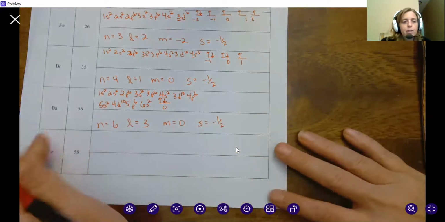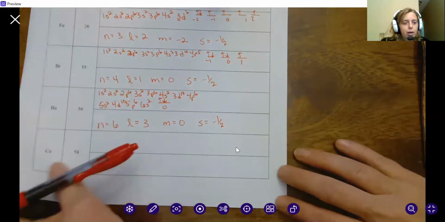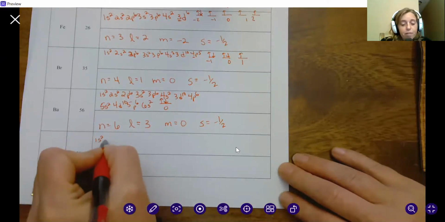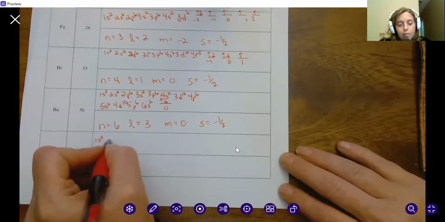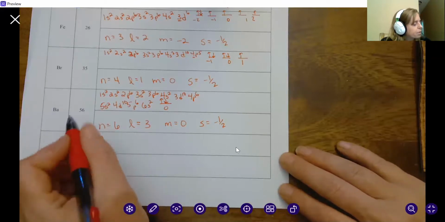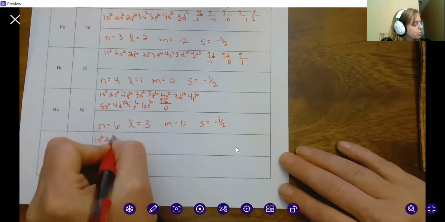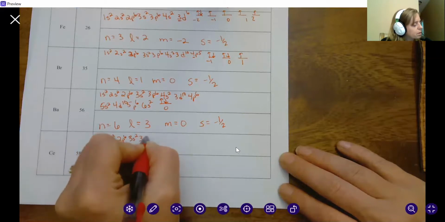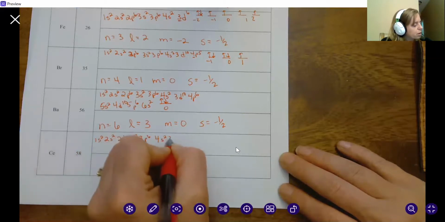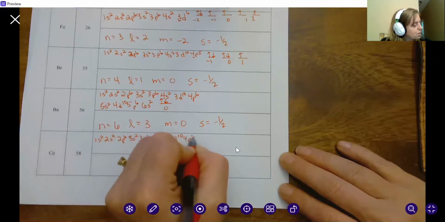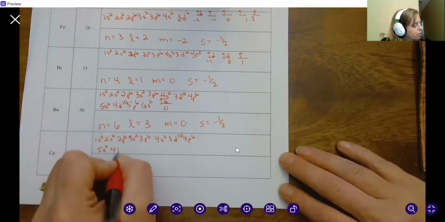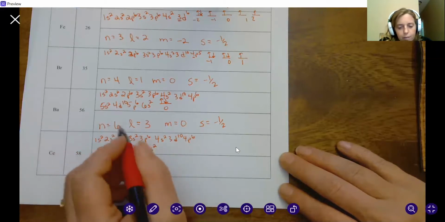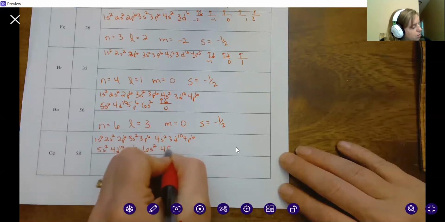All right, so we're done with that. So now we're on the last one, which is cerium. For cerium, you're going to have 1s2, 2s2, 2p6, 3s2, 3p6, 4s2, 3d10, 4p6, 5s2, 4d10, 5p6, 6s2. It's going to end at 4f3, or no, excuse me, 4f2. 4f2 is where we're stopping.